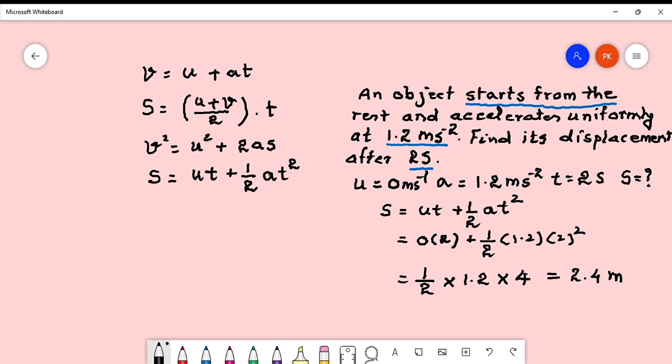So this was just a problem I solved with you to make you understand how to use these equations, but obviously in the next class we are going to solve more problems on these equations of motion.